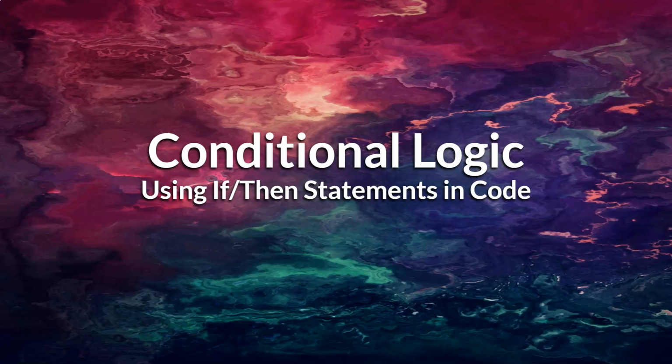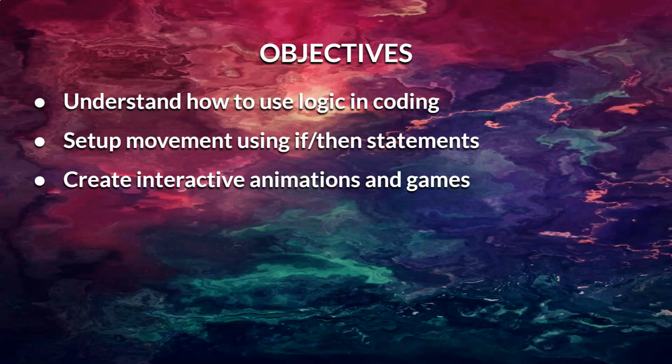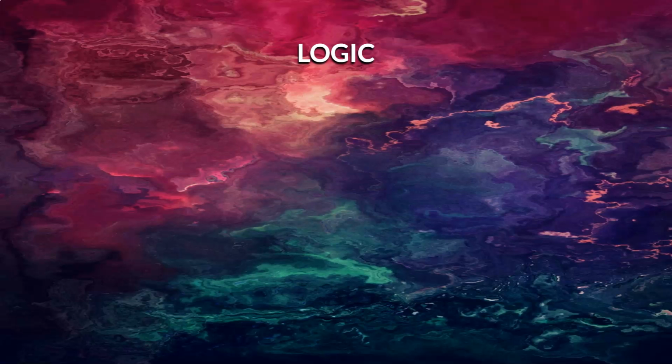Hey everybody, today we're going to be talking about conditional logic in coding. That is using if and then statements to program our games and our characters and any other objects in our games so that we can really create something that makes a lot of sense. So basically the point of all this is to understand how we can use logic in coding our games, which will be used to set up any movement or actions in our games and also create an interactive environment that our players and our users can then experience instead of just watch.